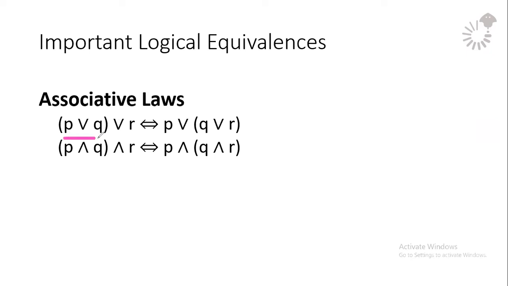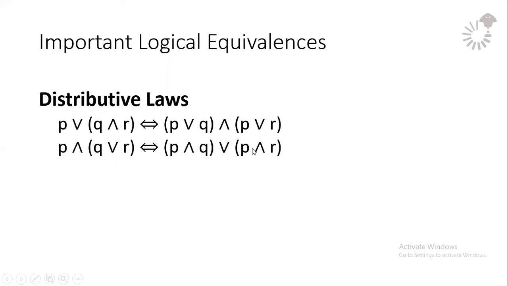So we have P or Q or R. Ito yung nakagroup, pareho lang yan ng P, Q or R. This one, ito naman yung nakagroup. Ganun din sa end. P and Q and R is equivalent to Q and R and P. Magkaiba yung groupings. We can apply associative law if granting pareho sila ng operation. Dapat parehong or, parehong and. Yun yung rule sa associative law.